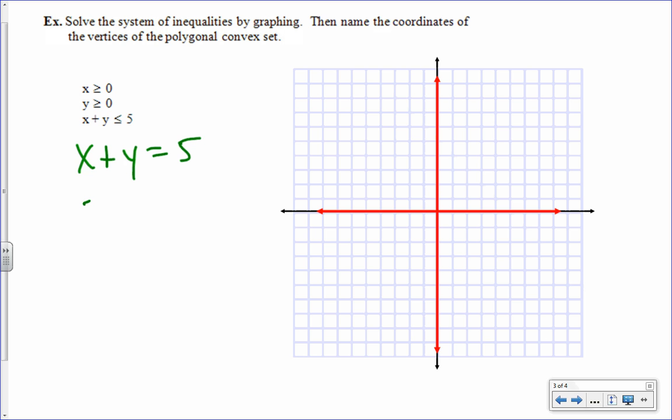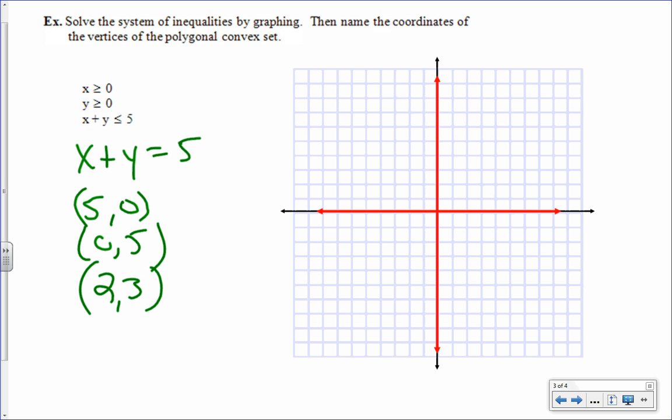So how about maybe 5, 0, right? 0, 5, 2, 3, sure, right? Lots of them, right? So 5, 0, where's that? Oh, there it is. 0, 5, 2, 3. How about these 3 points? Do they make the inequality true?